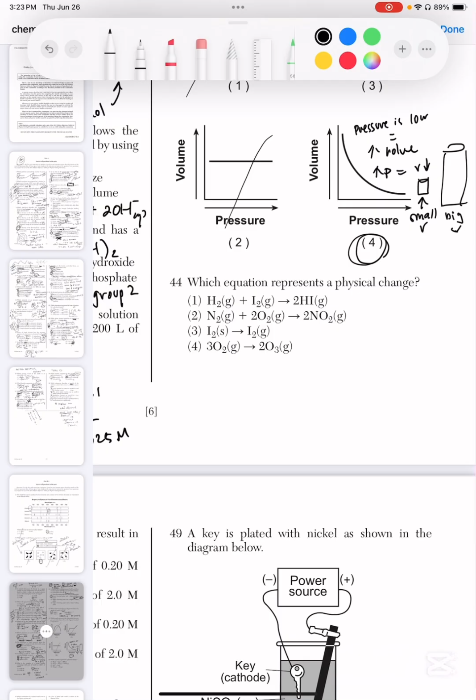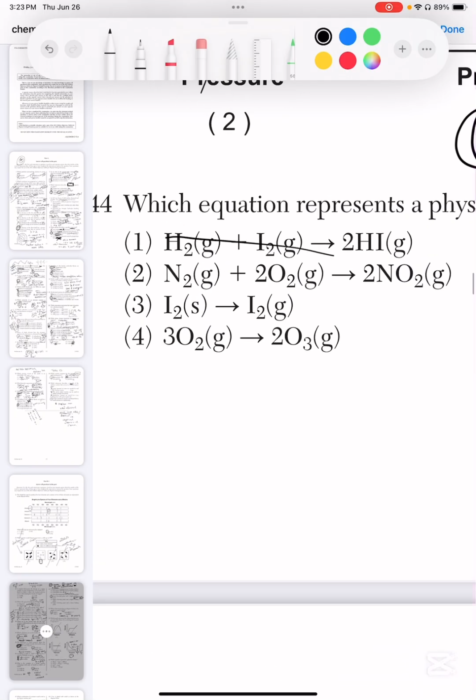Which represents a physical change? Okay, so this is a chemical reaction. This is physical. This is just a sublimation, solid to gas in one step.